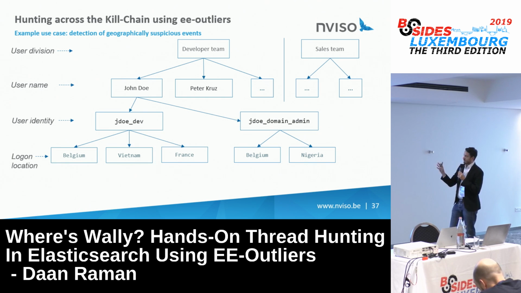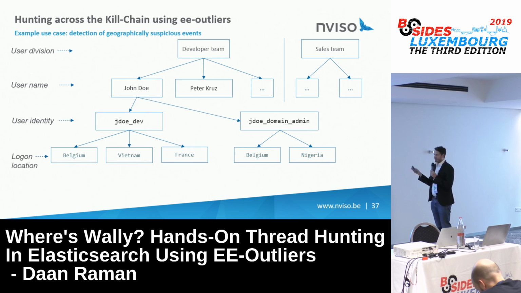Then we look at the username, and then at the user identity. So we tell the model, don't analyze all of the logons for a specific developer. Just look, for example, at the difference between the development account he has, so the one he interactively uses, and then the domain account, the domain admin, which is much more restrictive. And we tell the model, analyze this separately.